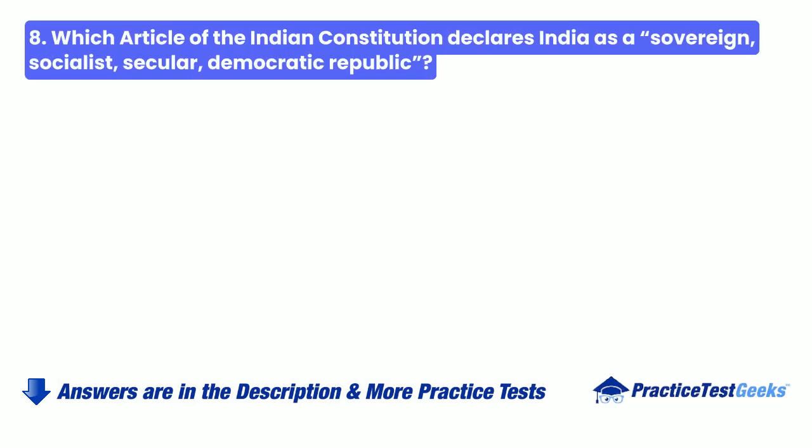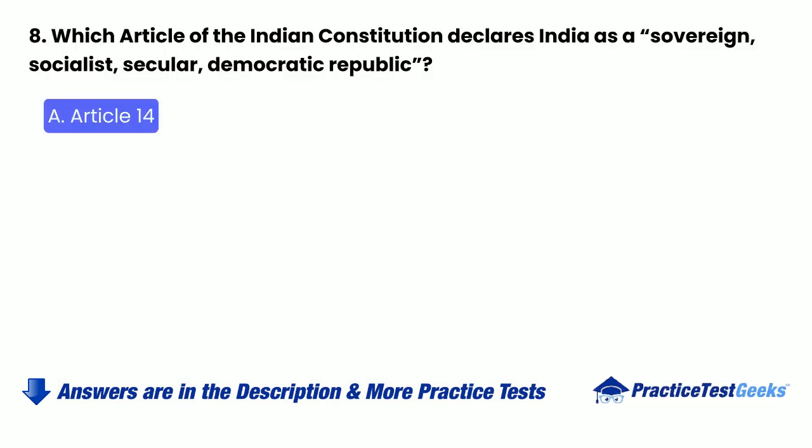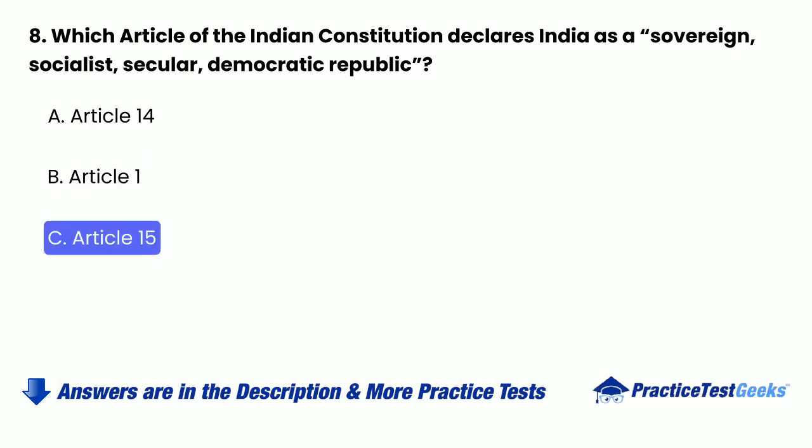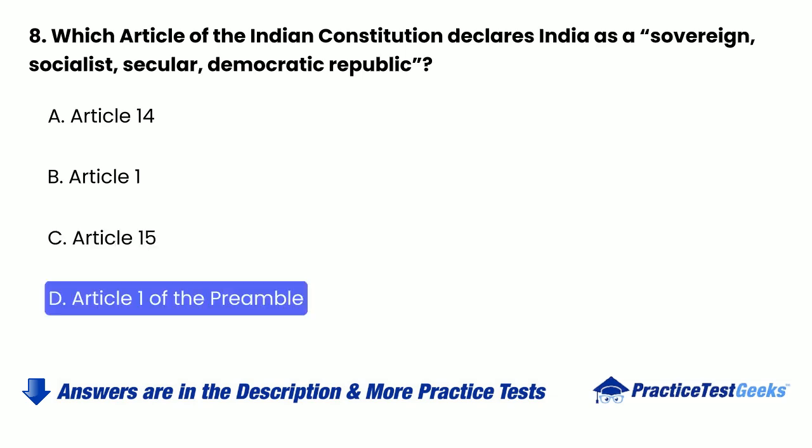8. Which article of the Indian Constitution declares India as a sovereign, socialist, secular, democratic republic? A. Article 14. B. Article 1. C. Article 15. D. Article 1 of the Preamble.